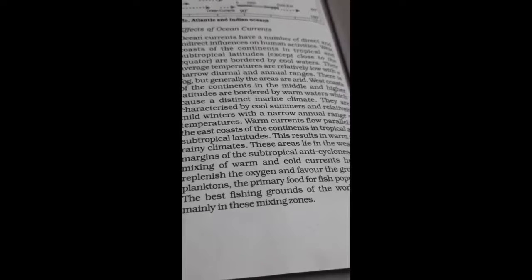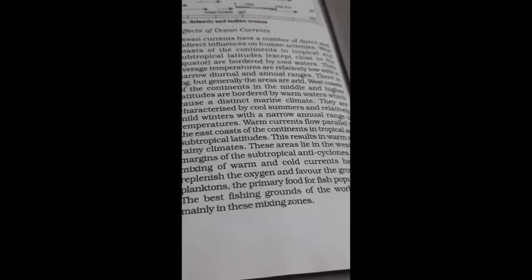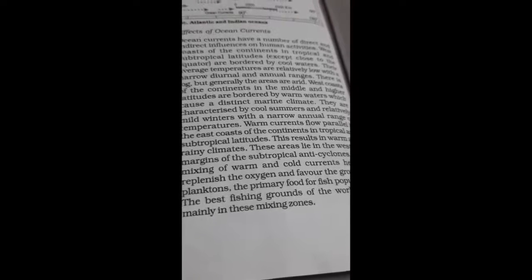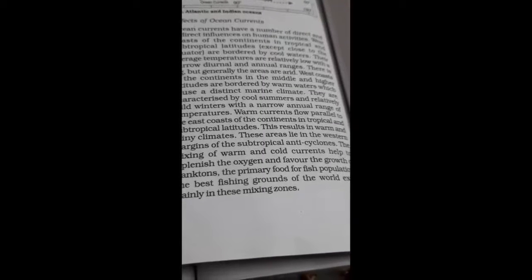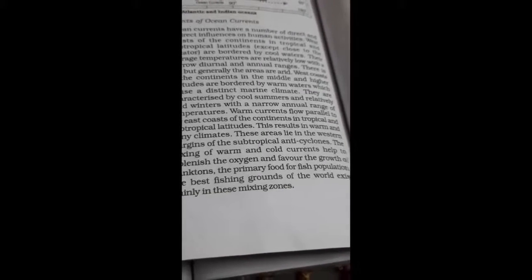West coasts of the continents in the middle and higher latitudes are bordered by warm waters which cause a distinct marine climate. They are characterized by cool summers and relatively mild winters, with a narrow annual range of temperature. Warm currents flow parallel to the east coasts of the continents in tropical and subtropical latitudes. This results in warm and rainy climates. So on the eastern side, the climate is warm and rainy, and on the western side it is comparatively cooler. These areas lie in the western margins of the subtropical anticyclones.